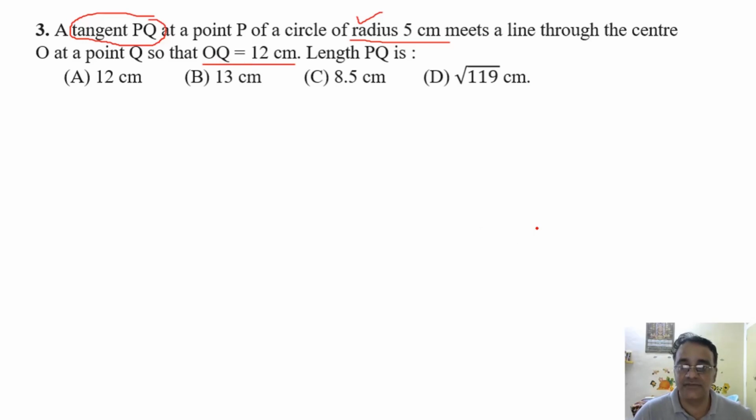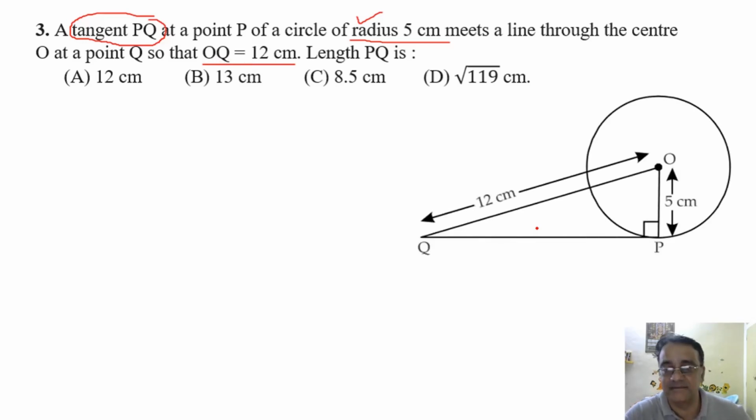So let us draw the figure first. Q is the point outside the circle and P is the point of contact. PQ is the tangent, the radius is given as 5 centimeter, and the distance of this point from the center is given as 12 centimeter. So we need to find PQ. How will you find it? By Pythagoras theorem.